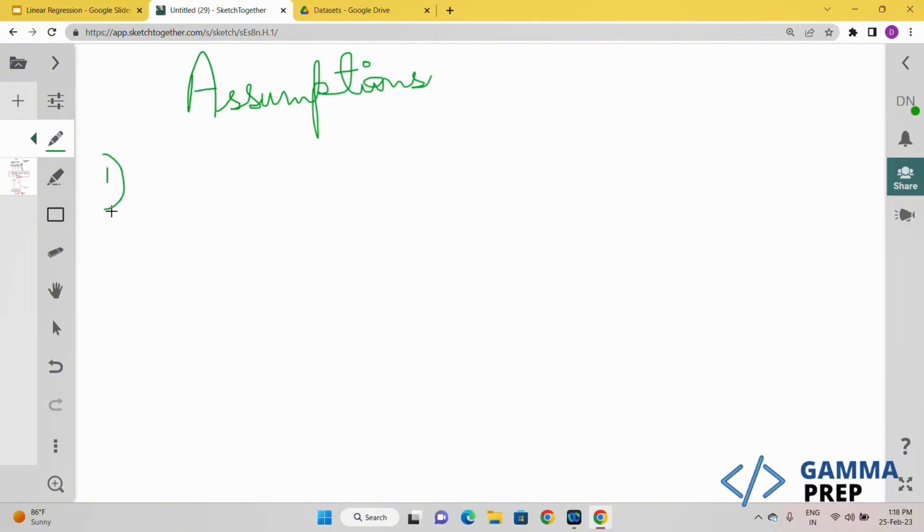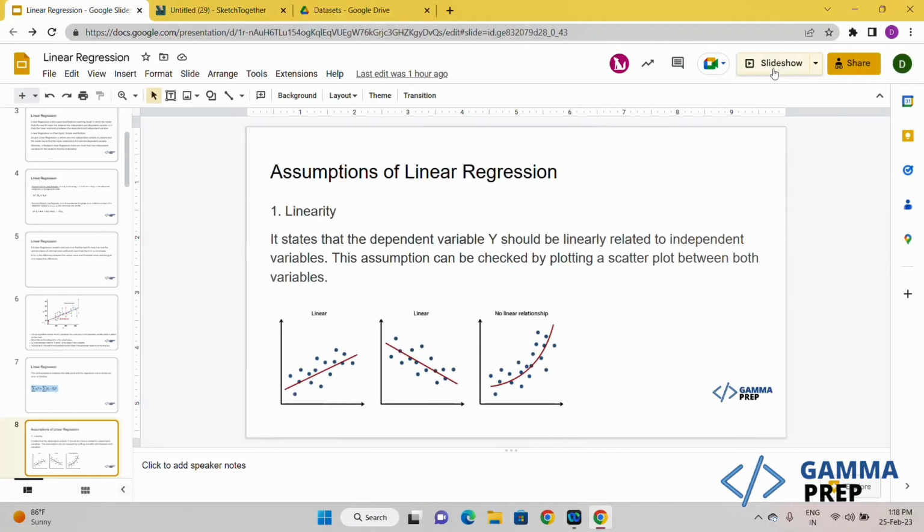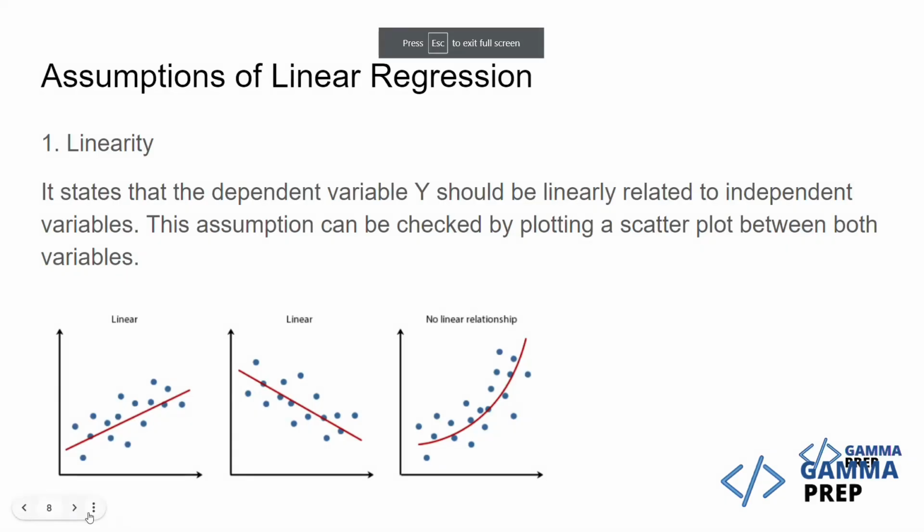So the first assumption of linear regression is that the independent attributes should be linearly related with y. That is, y should be linearly dependent on x1, x2, and x3. So basically, the dependent variable y should be linearly related to the independent variables. And this assumption can be checked by just drawing a scatter plot between the variables. So for example, let's see.